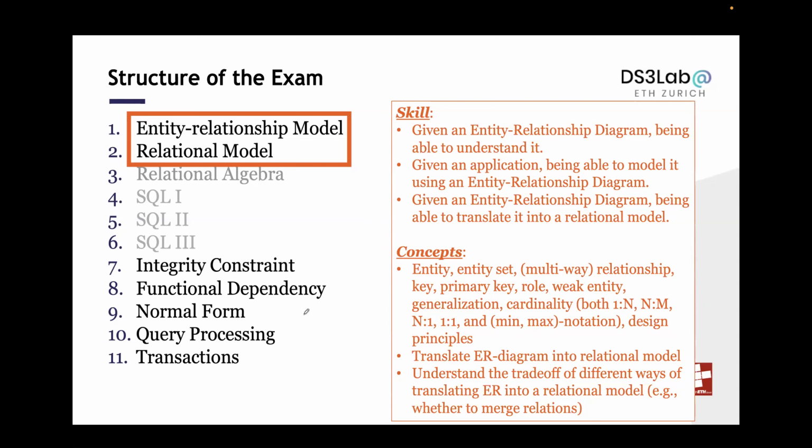And for the concepts that you need to do this, for the entity relationship diagram, we assume that you know what an entity is, what an entity set is, what a multiway relationship is. That's very important. What is a key, what is a primary key, what is a role, weak entity, generalization, cardinality for both notations, both one-to-many and also the min-max notation, both are important. And also the design principles: what is a good ER diagram, what is not a good ER diagram. And the principles about translating an ER diagram into a relational model, that process, and also try to understand the trade-offs of different ways of translating an ER diagram into relational models, whether to merge relations or not.